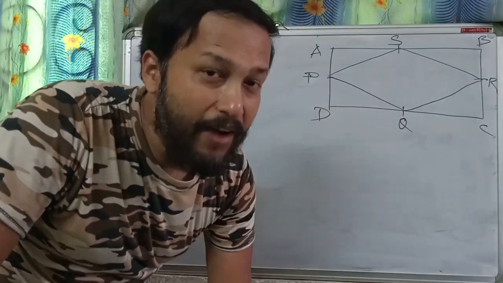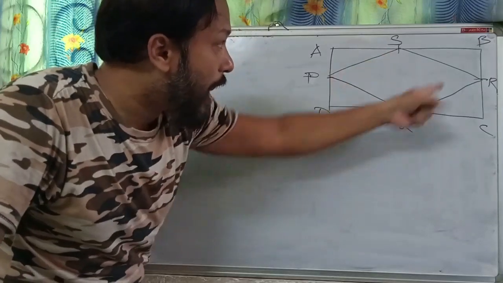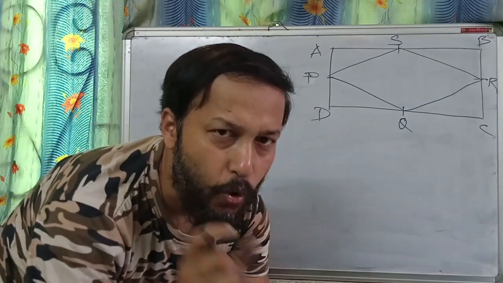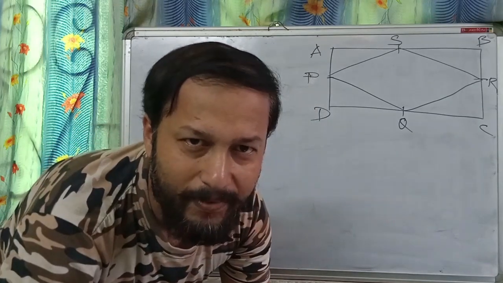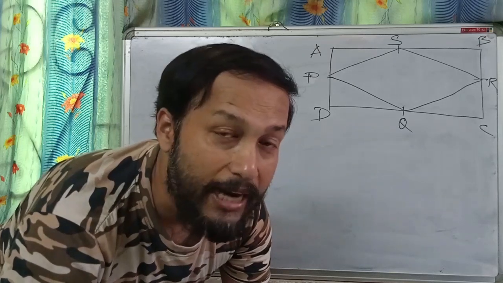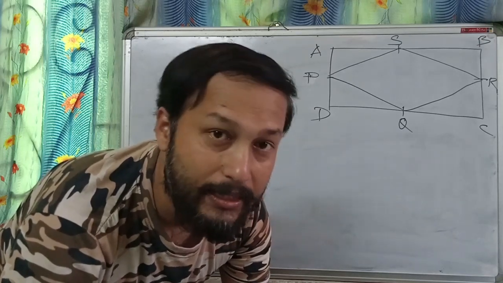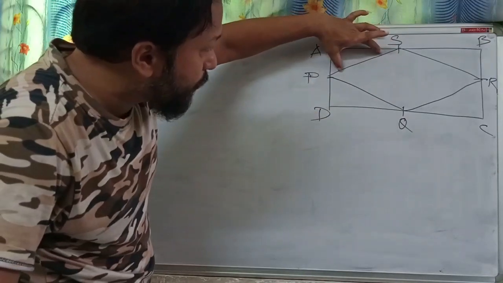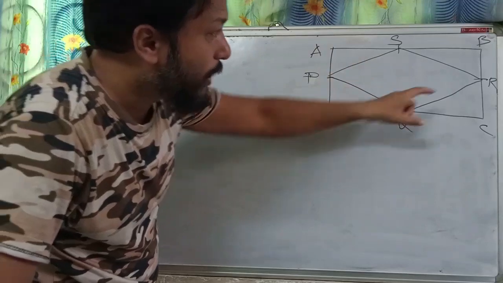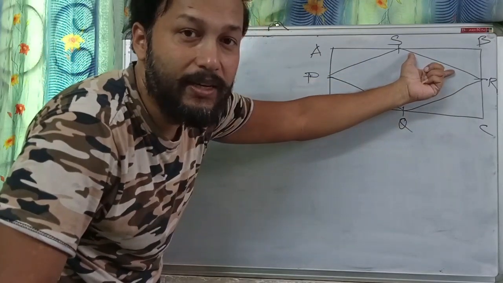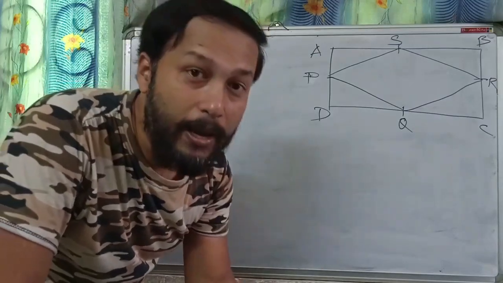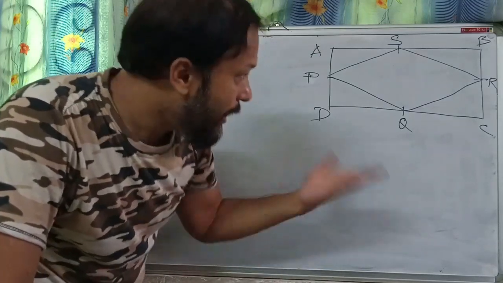Now what we have to show? We have to show that PQRS is a rhombus. To show that it's a rhombus, just show that all the sides of PQRS are the same. If I can show that PS equals PQ equals QR equals RS, meaning all the sides are the same, then it's a rhombus. So we are going to use midpoint theorem.